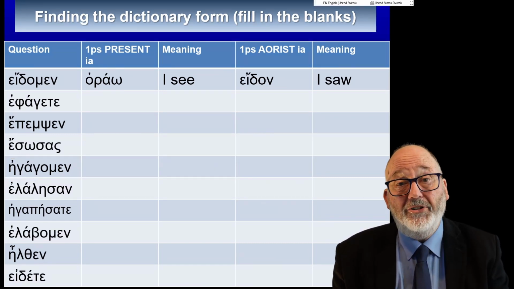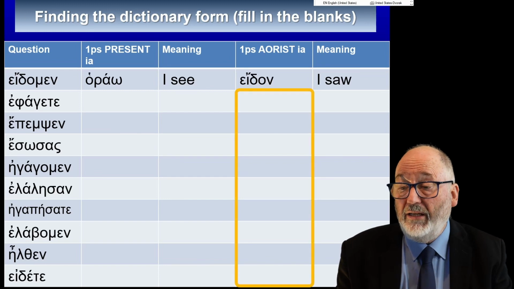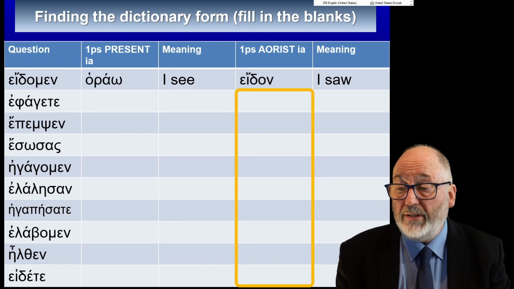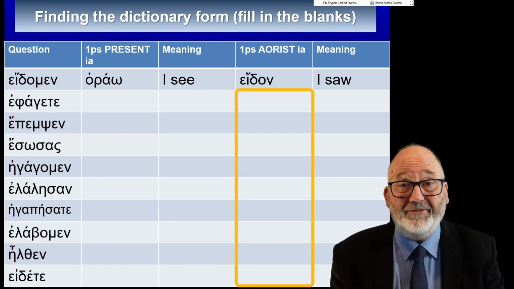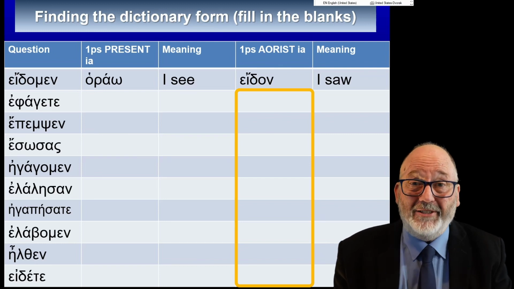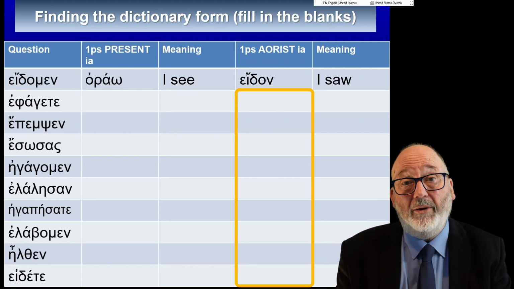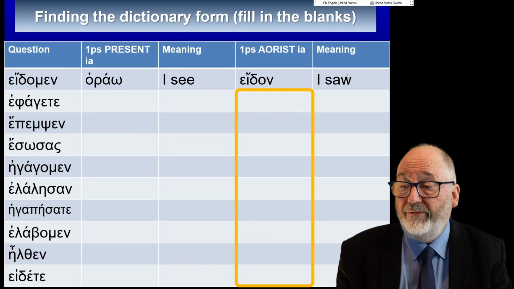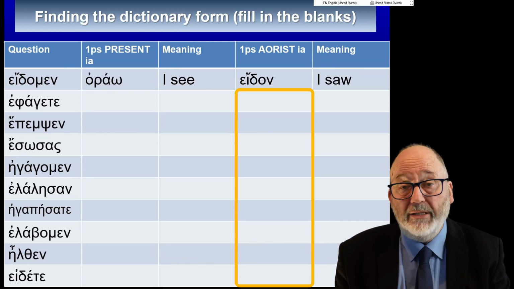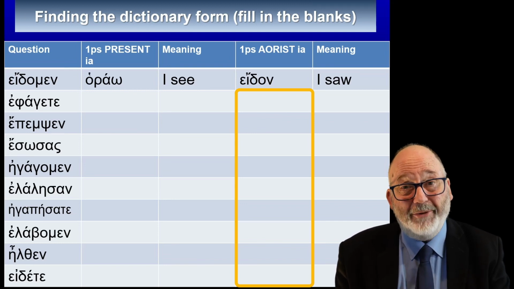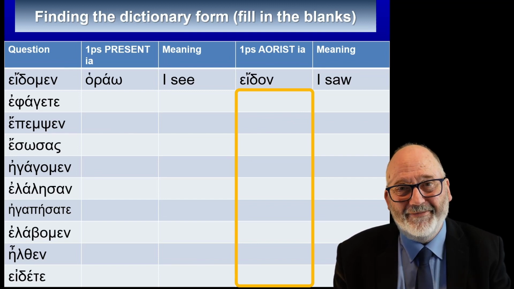Now, what I suggest you do is to fill in the third column, the first person singular aorist indicative active. And why don't you have a bit of fun with this? Why don't you pause the video and work out what you think should be in that column, first person singular, aorist indicative active, and then when you start the video again, you will find the answers.